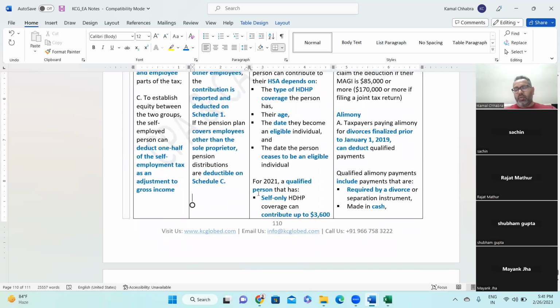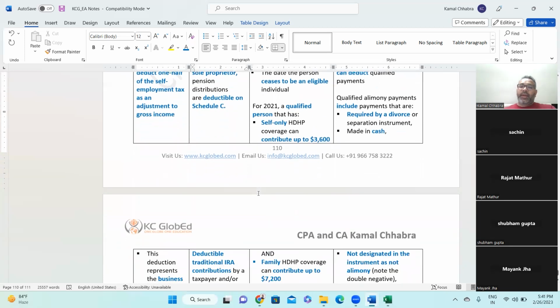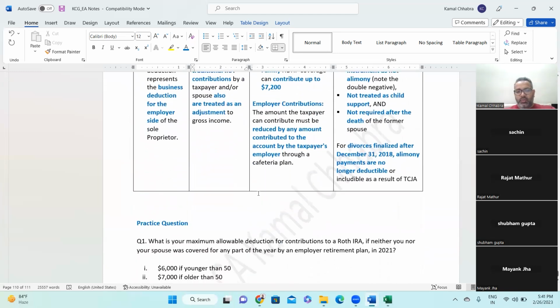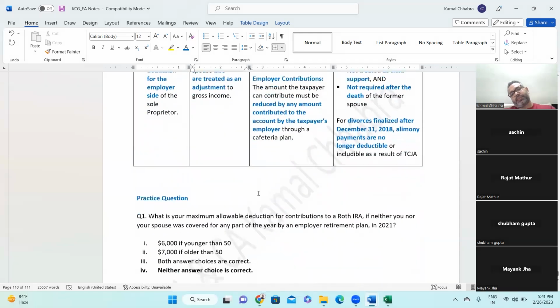Then last one is alimony. Alimony we all know, before 2018 you can claim that as an expense. But if the alimony is on account of a divorce decree after 2018, or from 1st January 2019 onward, then you cannot claim that as an expense, right? And here, child care expense is not treated as alimony, right? And after the death of the spouse, you cannot claim that. So those are two things you need to keep in mind.